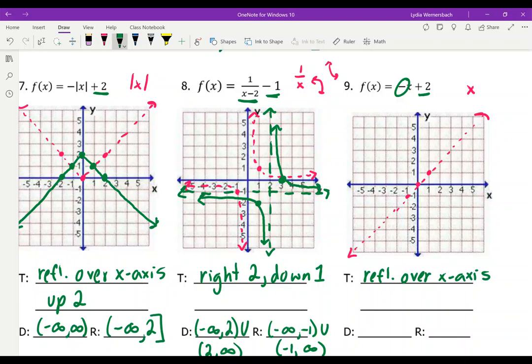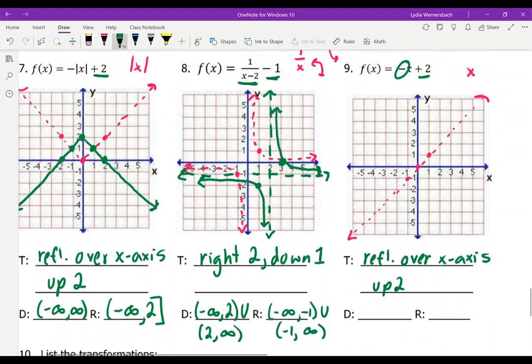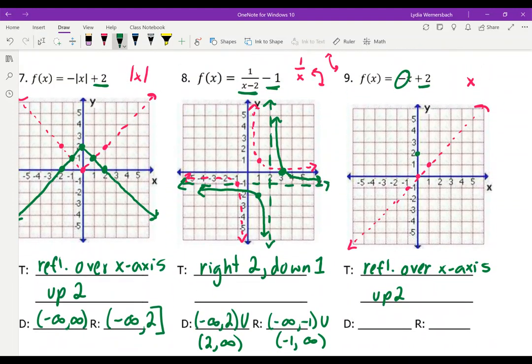And then that plus 2 is our shift up 2. So we can do that with this function. So we will start with 0, 0. I can't really reflect that over the x-axis, so I'm going to just shift that one up 2. It'll end up here. 1, 1 reflected over the x-axis would be 1, negative 1. So it'd be down here.